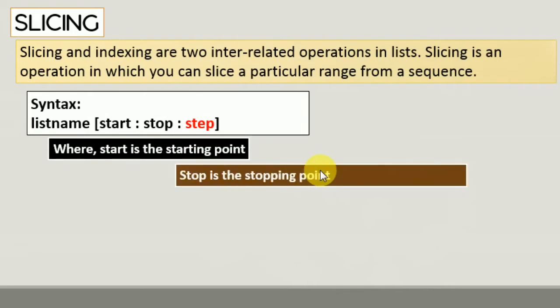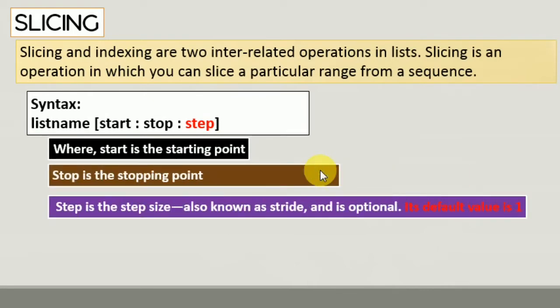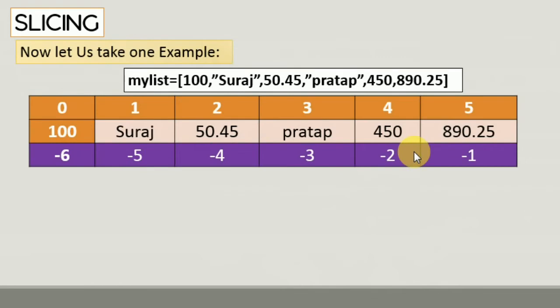Starting point, then the stop, and then the step. By default, step is 1. So let us discuss. Here is the list. At index 0 there is 100, at 1 Suraj, then 50.45, Pratap, 450, 890.25. These are the values stored in separate blocks, and index values start from 0, 1, 2, 3, 4, 5, and the negative values are already given.